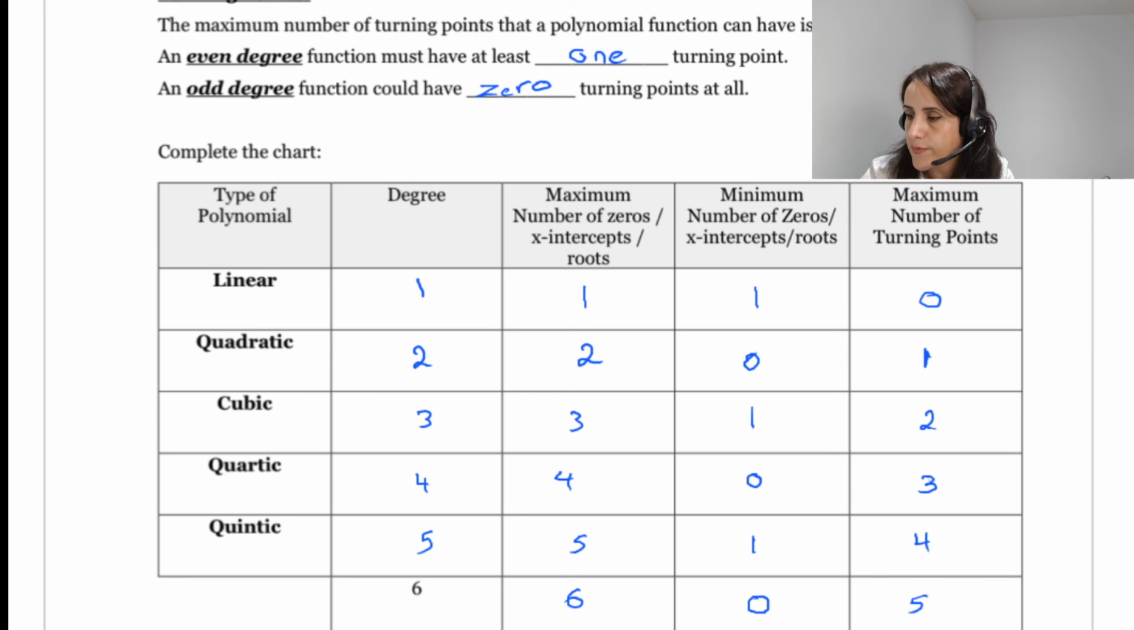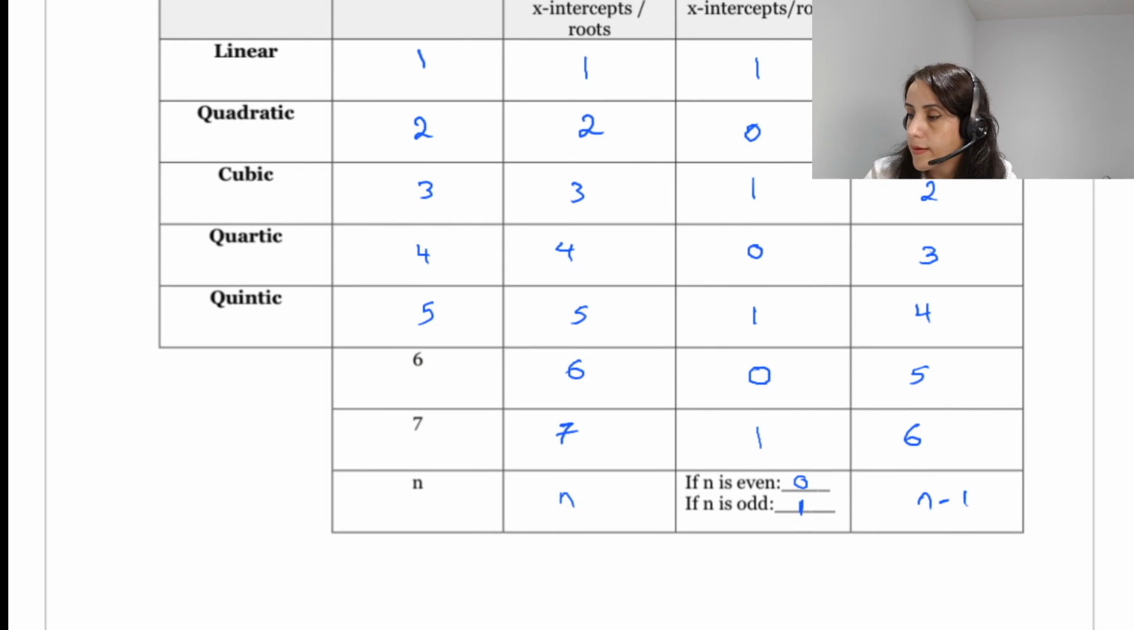I'm so sorry. I was going over the last two questions that maybe you didn't see. Then we talked about 7 and n. n is going to be n. If n is even, 0; if n is odd, then we are going to have at least one x-intercept. And overall, n minus 1 is going to be the number of turning points.